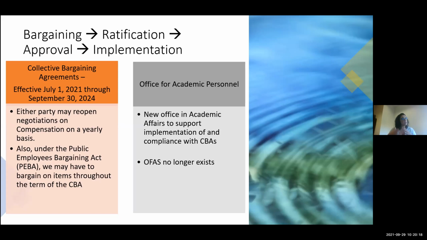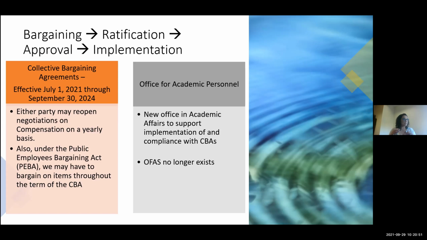So the first area I want to start in is why the Office for Academic Personnel exists. It exists because of the collective bargaining agreements. As all of you likely know, the faculty are unionized. Hopefully that doesn't come as a shock to anyone. Effective July 1, two collective bargaining agreements were ratified, Unit 1 and Unit 2. They're in effect from July 1st, 2021 through September 30th, 2024.